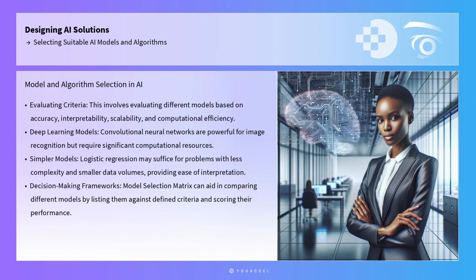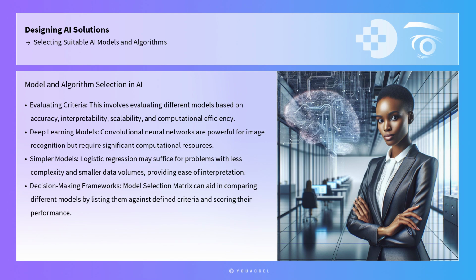With a clear understanding of the problem and data, the focus shifts to selecting the appropriate AI model and algorithm. This involves evaluating different models based on criteria such as accuracy, interpretability, scalability, and computational efficiency. For instance, while deep learning models such as convolutional neural networks are powerful for image recognition tasks, they require significant computational resources and large datasets.